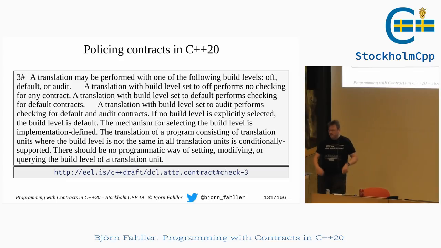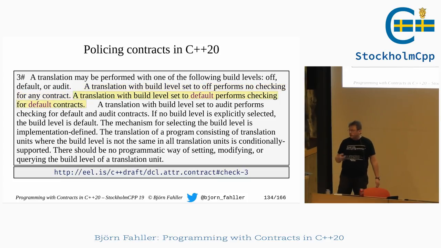So, the standard text on contracts. Yay, lots of contract text. Translation may be performed with one of the following levels: off, default, or audit. A translation with build level off performs no checking. With default, it performs checking of default contracts, and with audit, it performs checking of default and audit contracts. And axioms are never checked. The mechanism for selecting the build level is implementation defined. The translation of a program consisting of several translation units where the build level is not the same is conditionally supported.